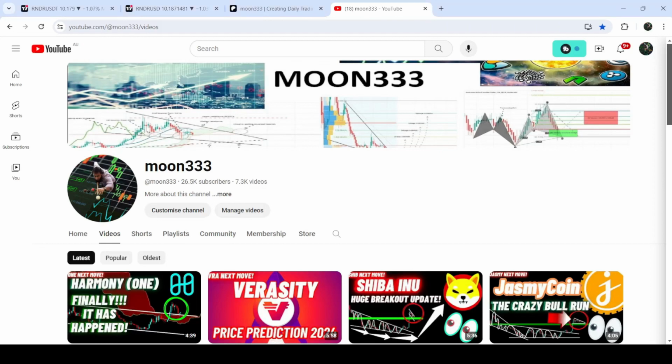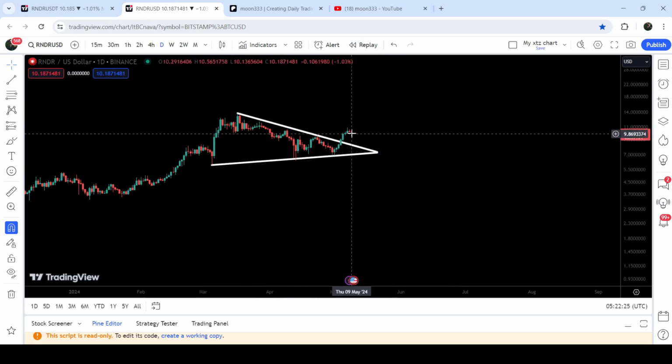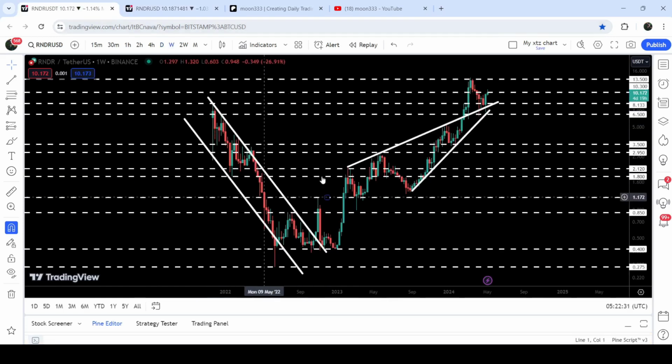As in my earlier videos, I was showing you that Render has broken out another symmetrical triangle on the daily time frame chart. And you can see that after the breakout, it is still moving to the upside. And in today's video, we will analyze this breakout. And I would also like to show you these two breakouts, which are happening on the 7 days time frame chart from this very long-term down channel.